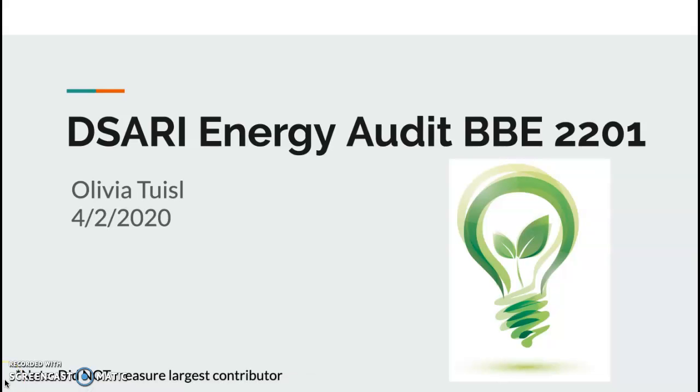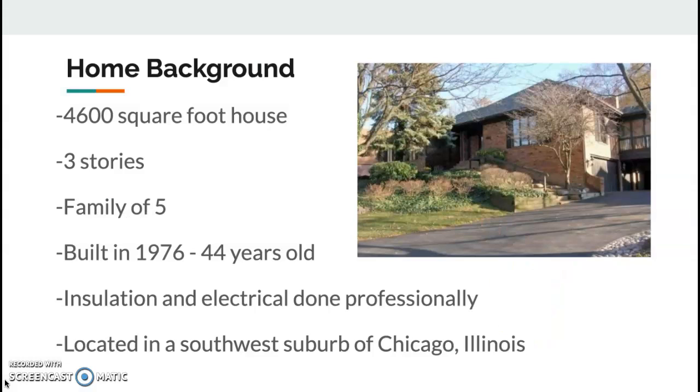Hello, I'm Olivia Tuisl, and this is my DSARI energy audit for BBE 2201. My home background is that I live in a 3-story house that's 4,600 square feet. I have a family of 5, and my house is located in a southwest suburb of Chicago, Illinois, and it's around 44 years old, and the insulation and electrical was done professionally.